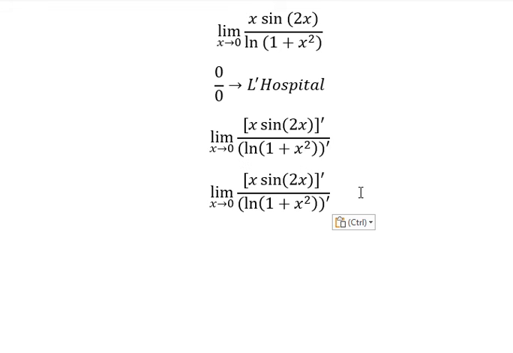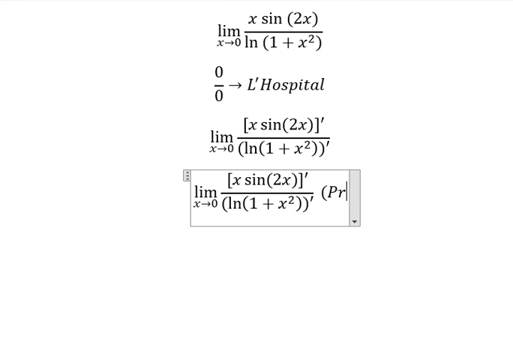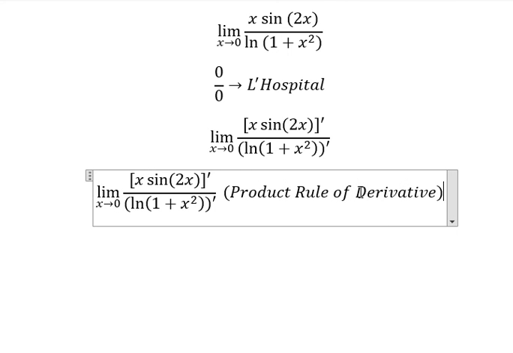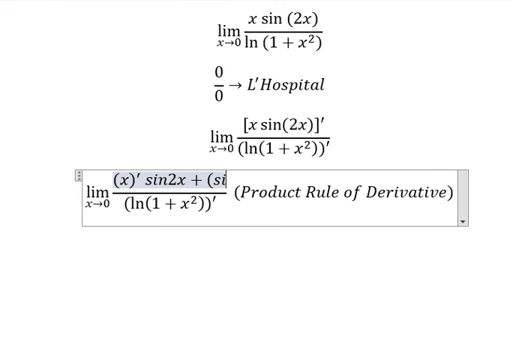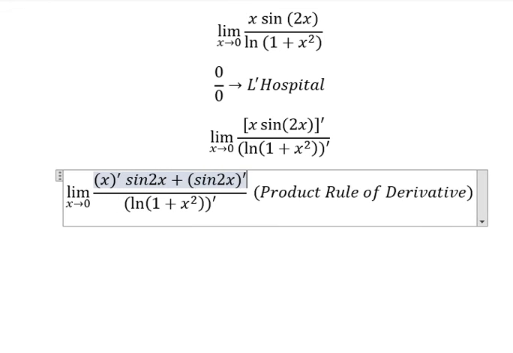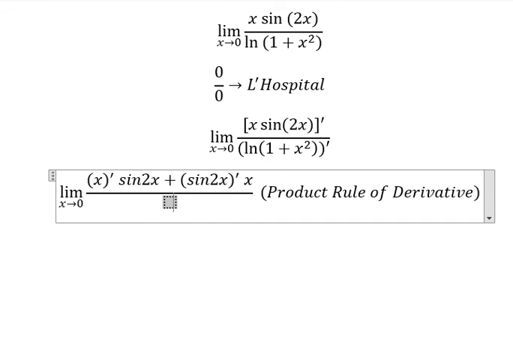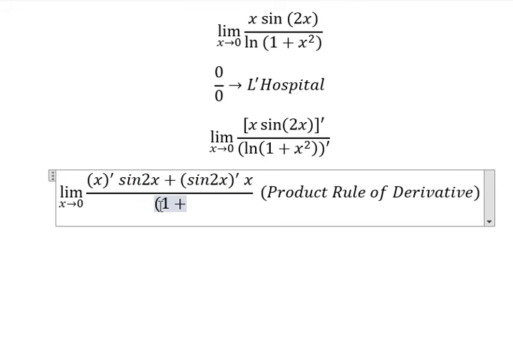So we can apply the product rule of derivative. So this one we need to do first derivative of x multiplied by sine 2x. Next, we do first derivative of sine 2x multiplied by x. This one, we have first derivative of 1 plus x squared over 1 plus x squared.